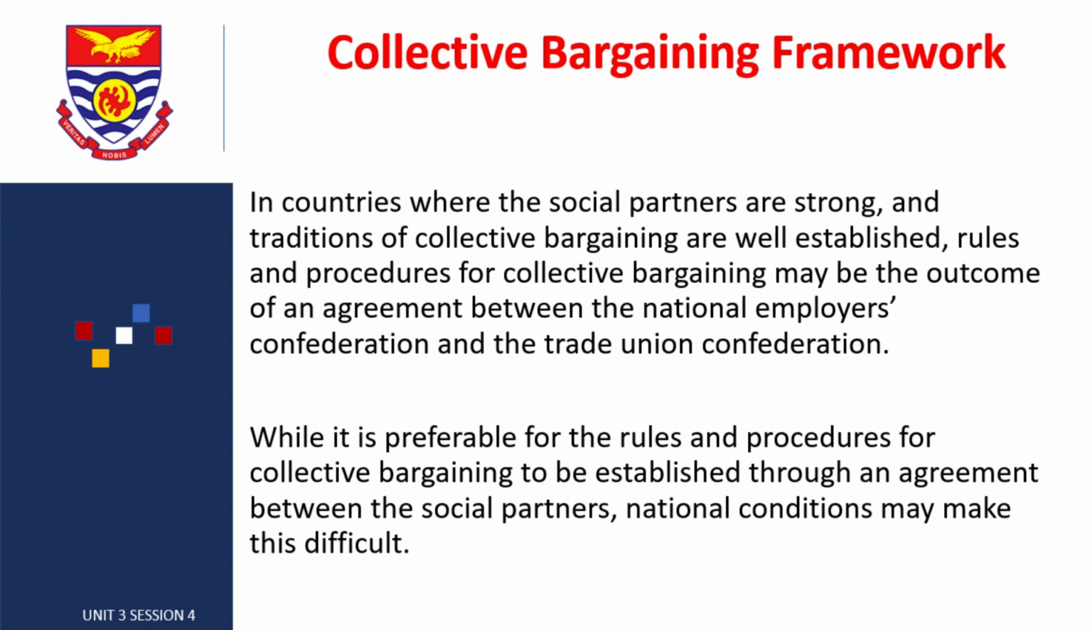While it is preferable for the rules and procedures for collective bargaining to be established through an agreement between the social partners, national conditions may make this difficult. So there are certain factors that are beyond the control of the parties involved. These are the national conditions, the state conditions, that sometimes make certain collective bargaining ineffective or impossible.